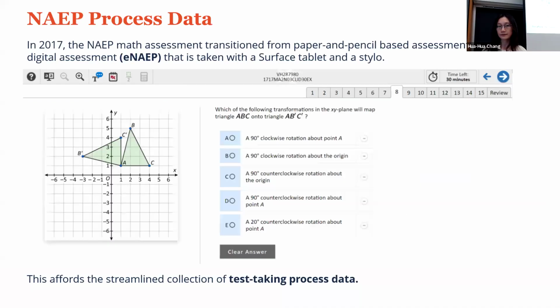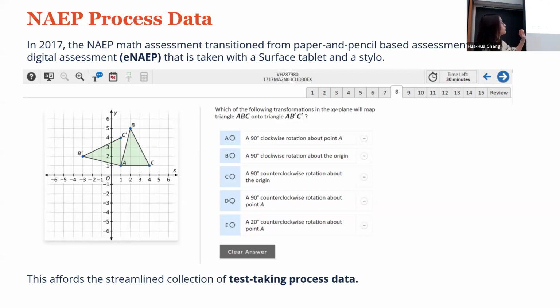Our talk today is related to NAEP process data. I want to introduce a little bit of what this is. Starting from 2017, the NAEP math assessment transitioned for the first time from a paper and pencil-based assessment into a digital assessment that was administered on a Surface tablet with a stylus. Here's a screenshot of one question out of a math block on the NAEP. You can see that the question itself still looks like paper and pencil-based math questions, but there are some additional computer-based features over here.